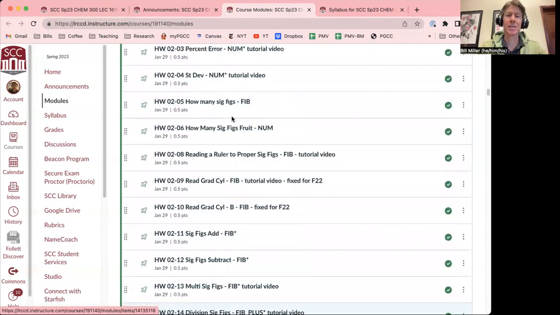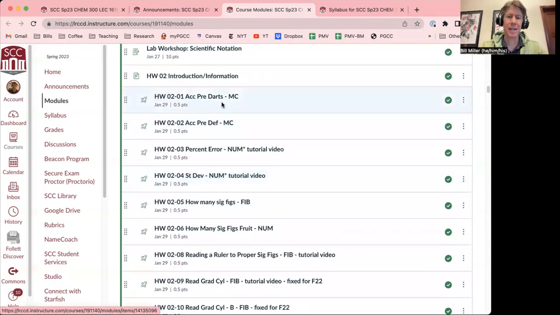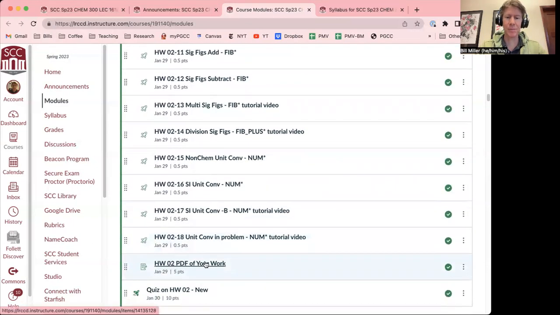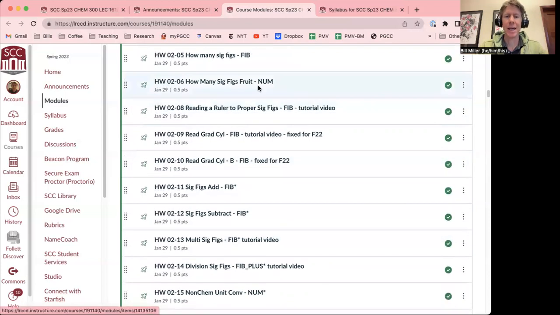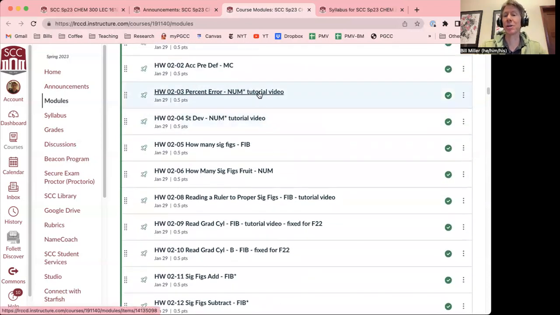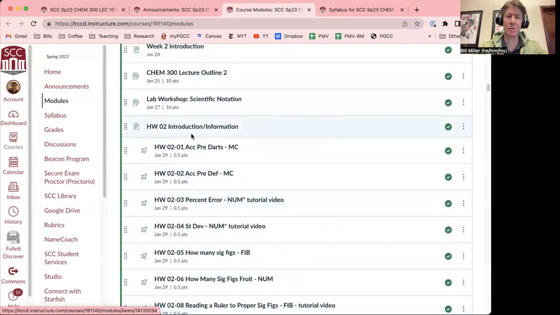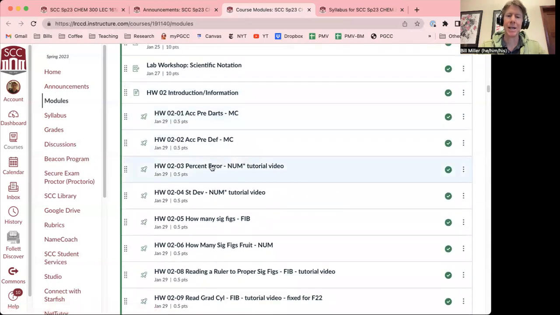So for example, you're doing your homework and you get the multiple choice. Nothing, so it's just a question, nothing to write. You just put your answer down and done. Then you get to homework 02-03. It's a numerical answer and it has an asterisk, which means you must show that work and turn it in for PDF of your work. And where were we? 2-3. Oh, and it has a tutorial video to help you do the problem. And most of these, if not all of them, have similar problems that you're doing in the lecture outline. And then some of them just also have tutorial videos as well to help you out.